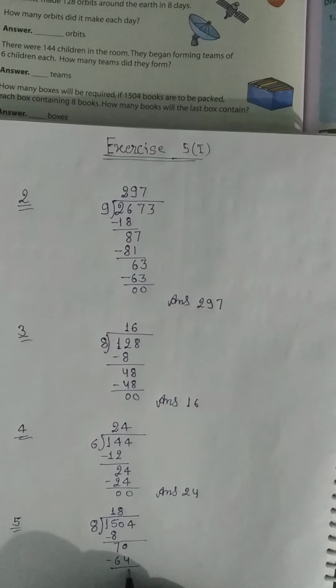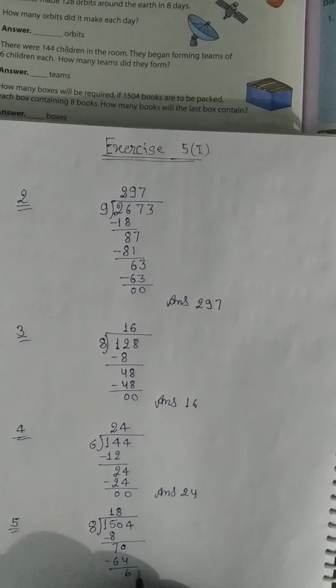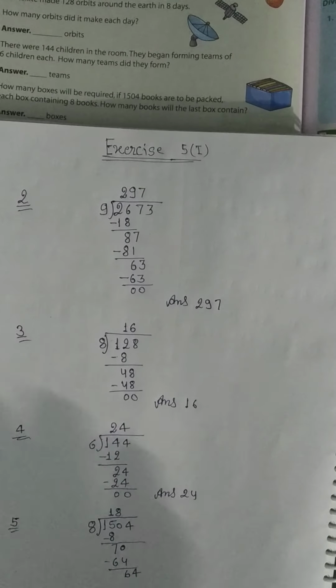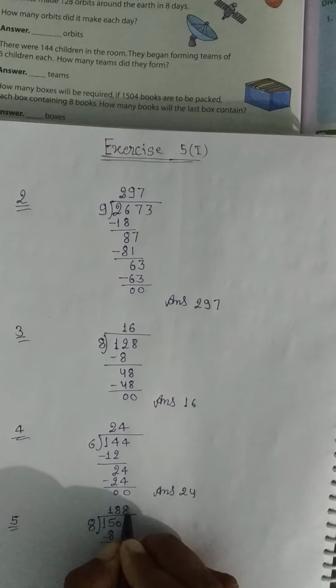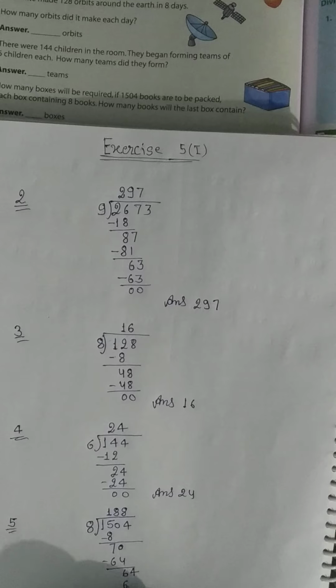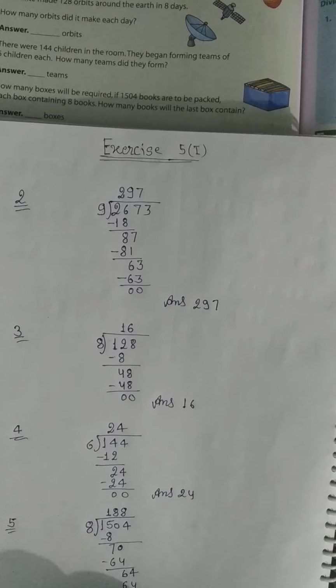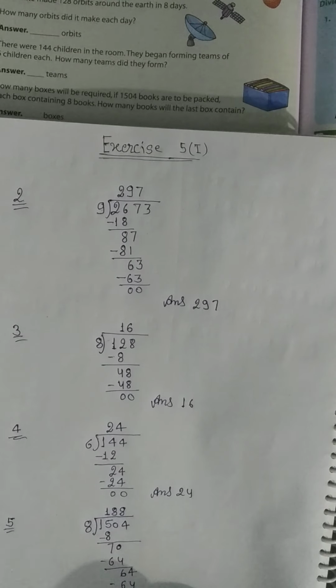6 tens left, which when combined with 4 ones makes 64 ones. 8 goes into 64 8 times. We write 8 in ones column and multiply, 8 8s are 64. And subtract. So answer is 188. In this way we can solve exercise 5I.